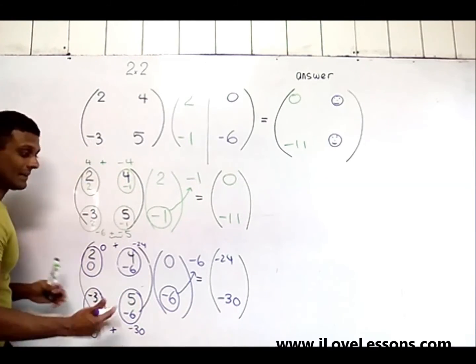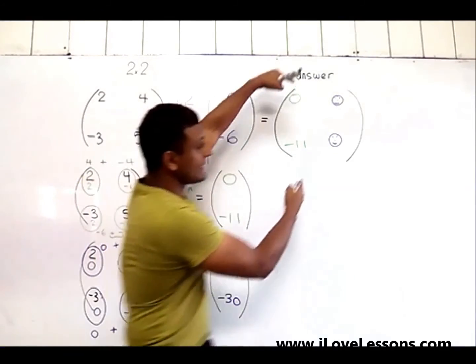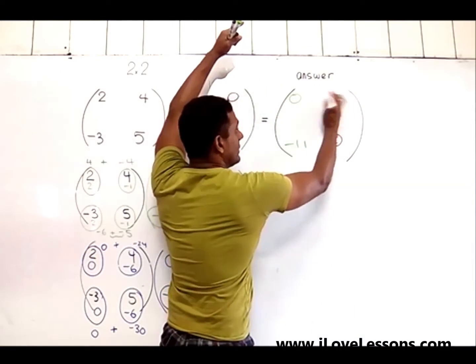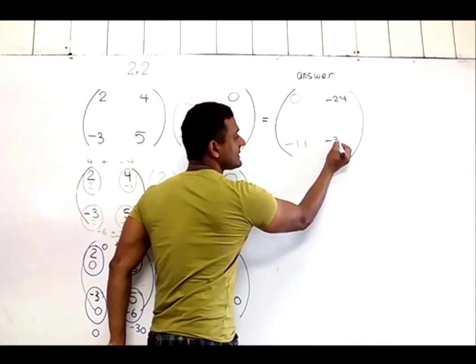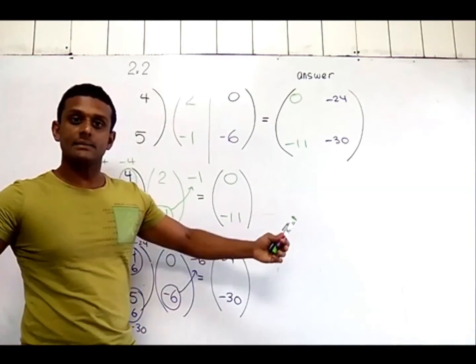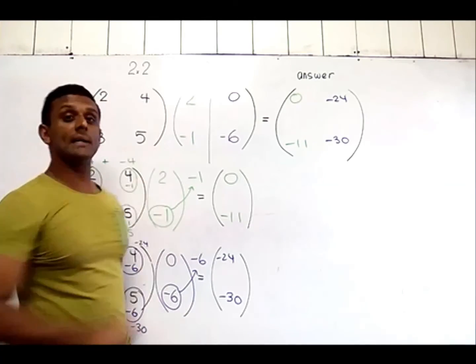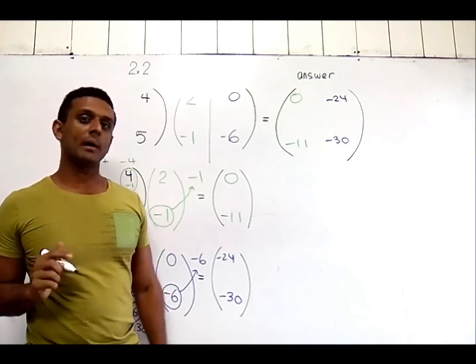And now we can take these 2 answers and insert it over here, which is minus 24 and minus 30. And that's it. That's how you multiply a 2 by 2 matrix by another 2 by 2 matrix.